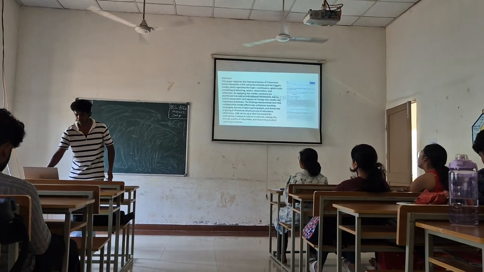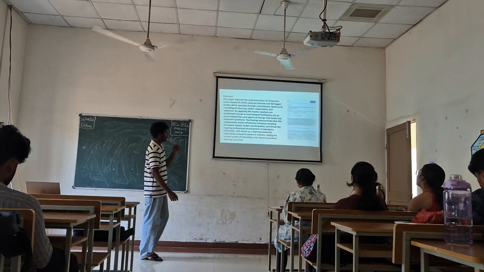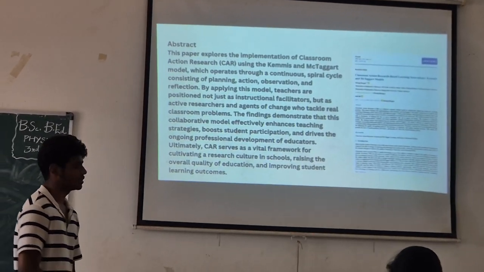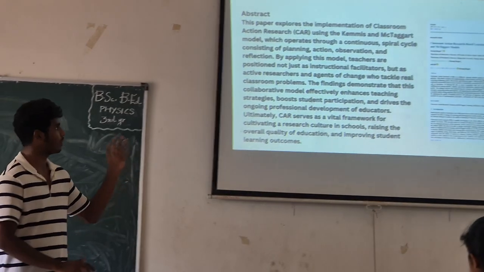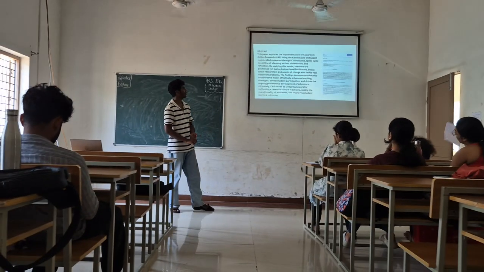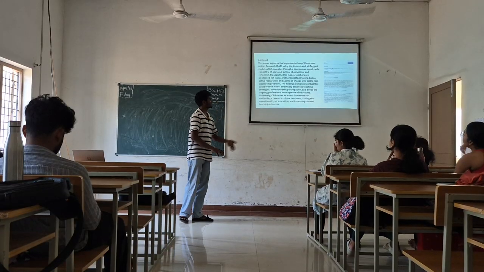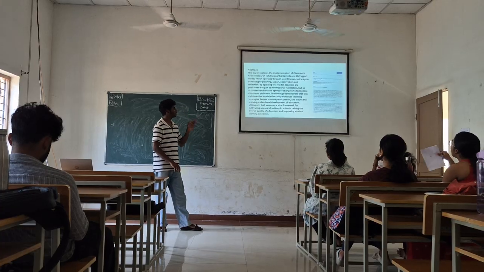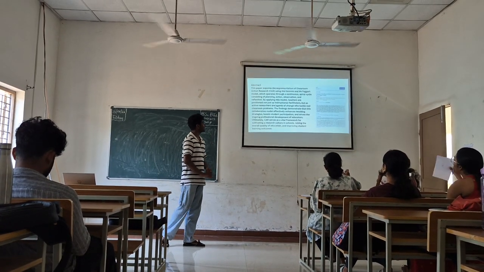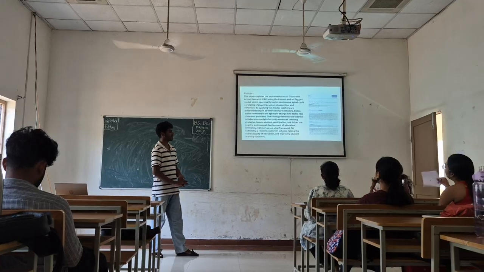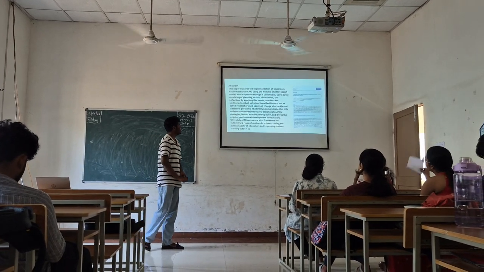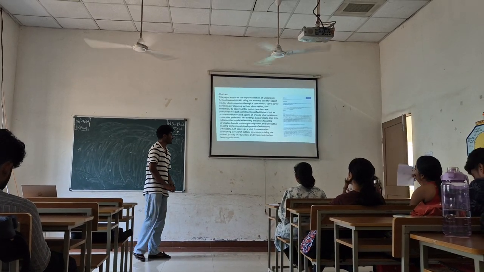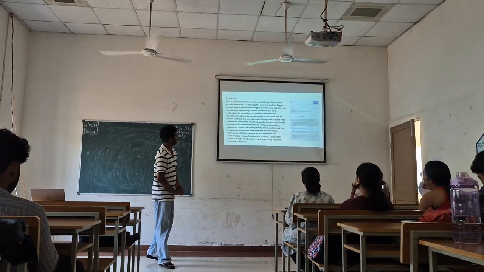Then I have got one research paper, classroom action research based learning innovations, Kemmis and McTaggart's models. This is the abstract part. It explores the implementation of classroom action research using the Kemmis and McTaggart model, which operates through a continuous spiral cycle consisting of planning, action, observation and reflection. By applying this model, teachers are positioned not just as instructional facilitators, but as active researchers and agents of change who tackle real classroom problems.